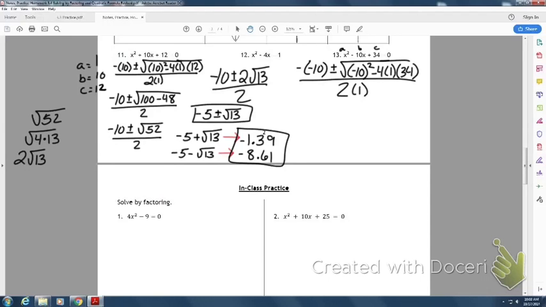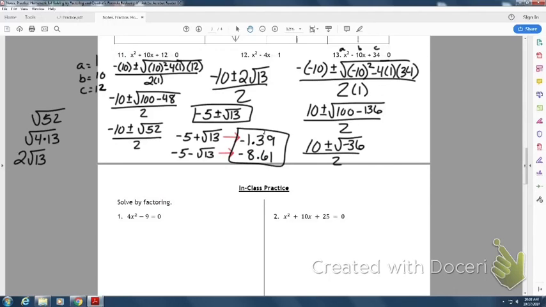And again, the first thing I'm going to do is I'm going to go through and get rid of all my parentheses. So that 10 becomes positive. Negative 10 squared is 100. Alright. Negative 4 times 1 is negative 4. Times 34 is negative 136. All over 2. So I have 10 plus or minus the square root of negative 36 over 2.